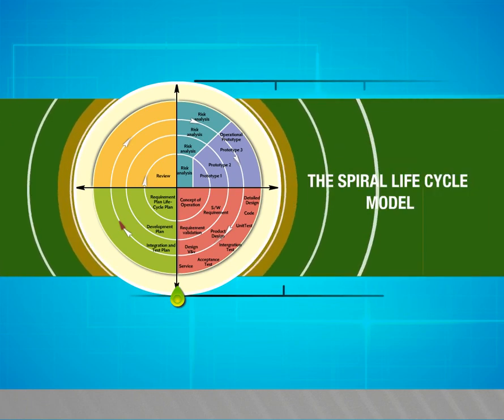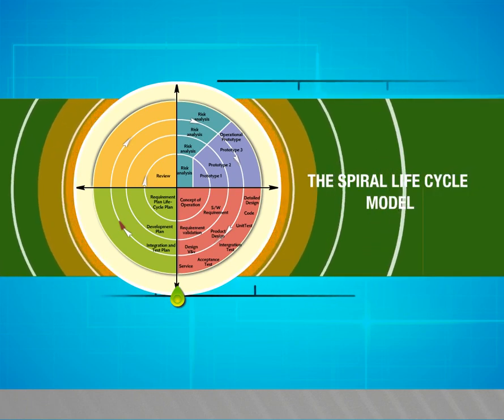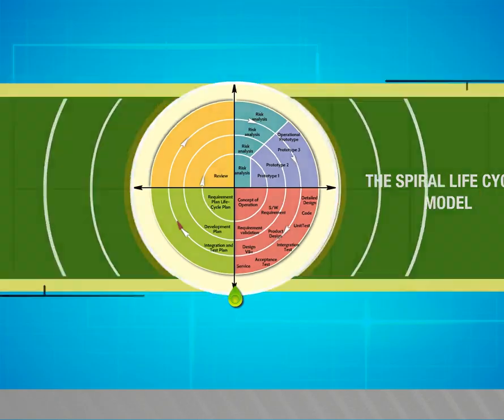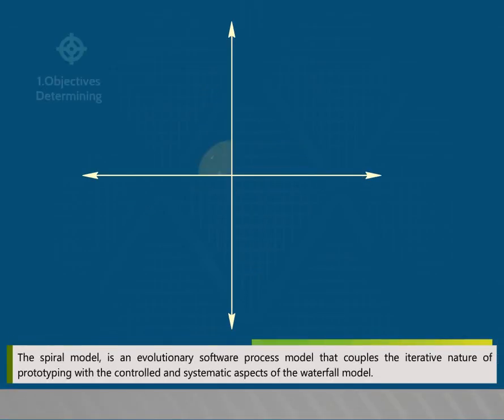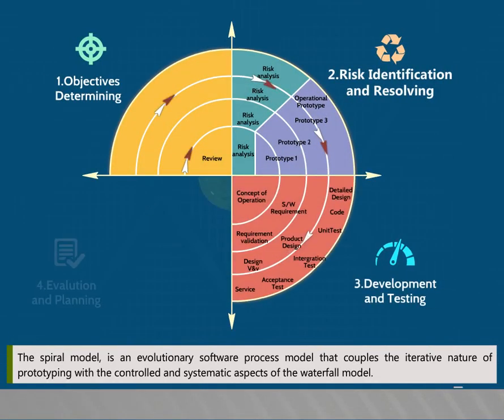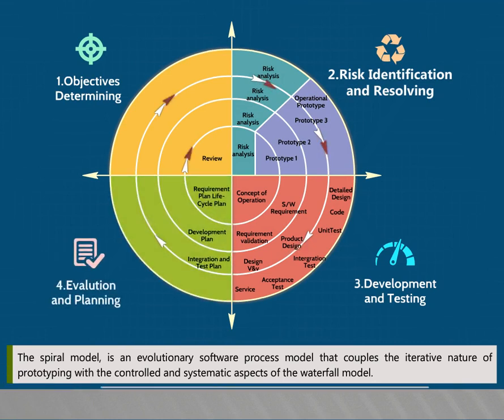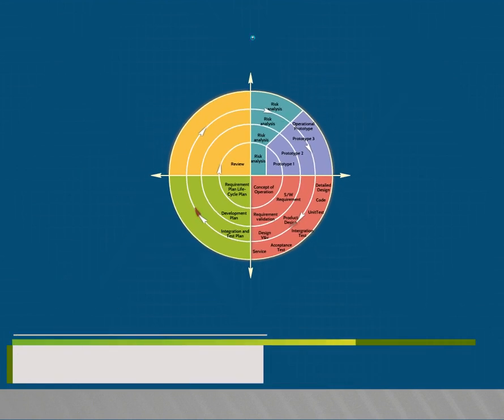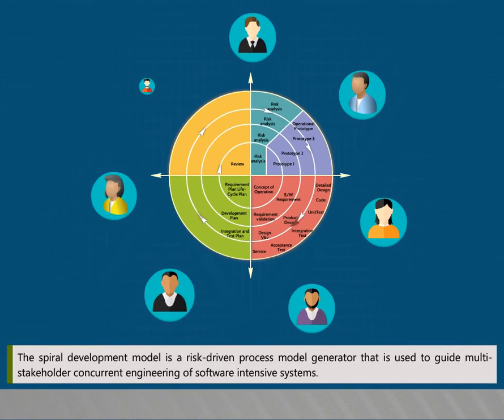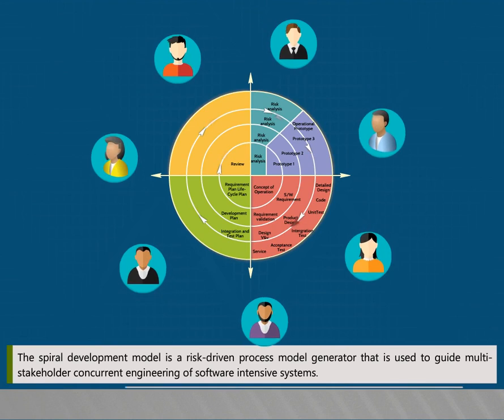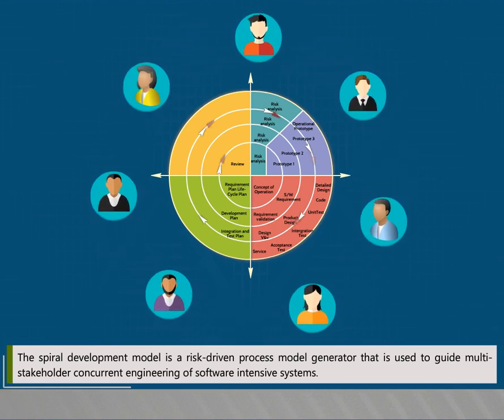The Spiral Lifecycle Model. In this video, we are going to see about the Spiral Lifecycle Model. The Spiral Model is an evolutionary software process model that couples the iterative nature of prototyping with the controlled and systematic aspects of the waterfall model. The Spiral Development Model is a risk-driven process model generator that is used to guide multi-stakeholder concurrent engineering of software-intensive systems.